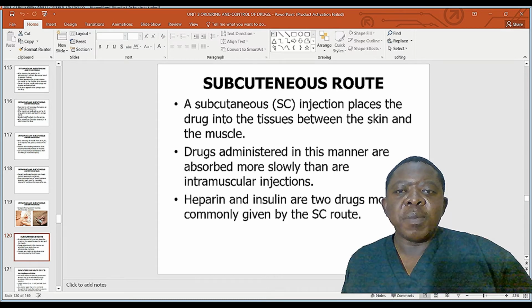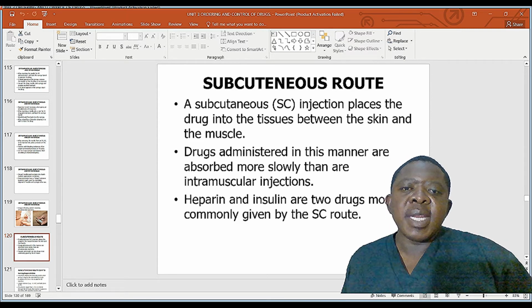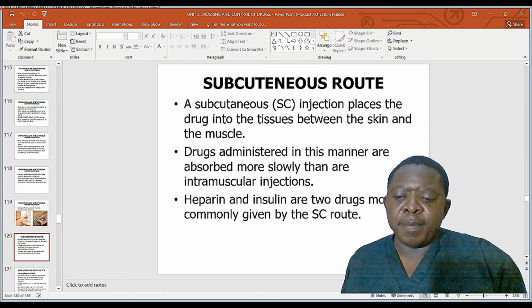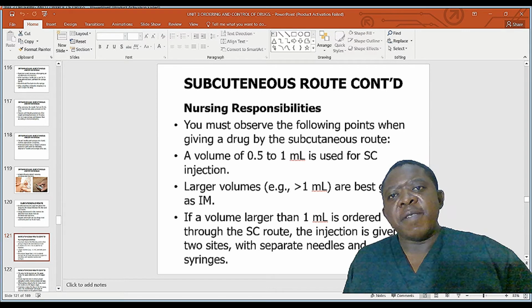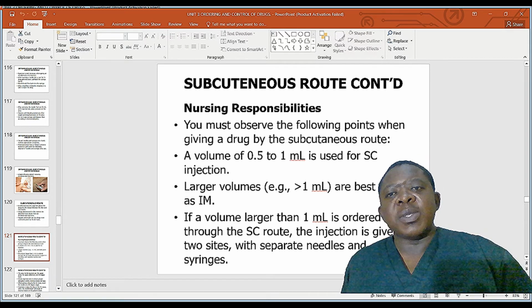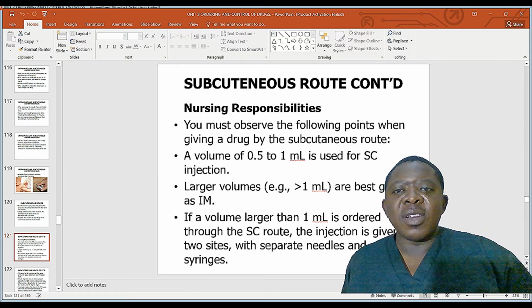Drugs administered in this manner are absorbed more slowly than with intramuscular injection. Heparin and insulin are two drugs most commonly given by the subcut route. Okay, then nursing responsibility for the subcutaneous route. You must observe the following points when giving a drug by the subcutaneous route.